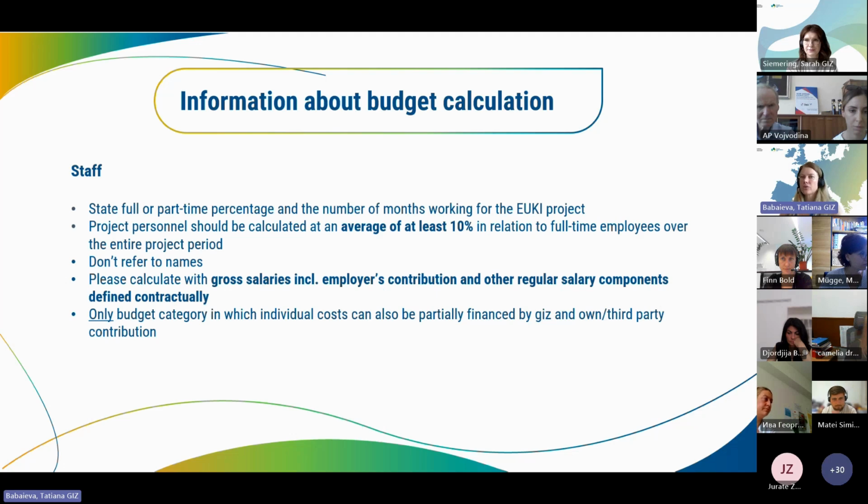The calculation of cost in the budget category staff differs from the other categories here. You state full or part-time percentage and the number of months working for the EUKI project for each employee. Project personnel should be calculated at an average of at least 10% in relation to full-time employees over the entire project period. And please don't refer to any names here as well.